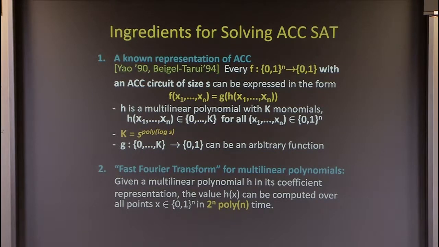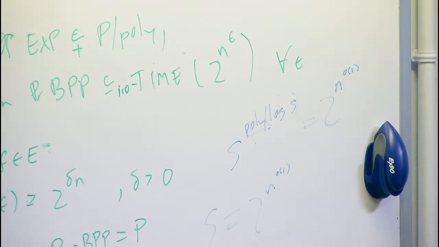So if S is 2 to the n to the little o of 1, and this is also 2 to the n to the little o of 1, then that holds for any fixed polynomial there. And this thing can be constructed efficiently.